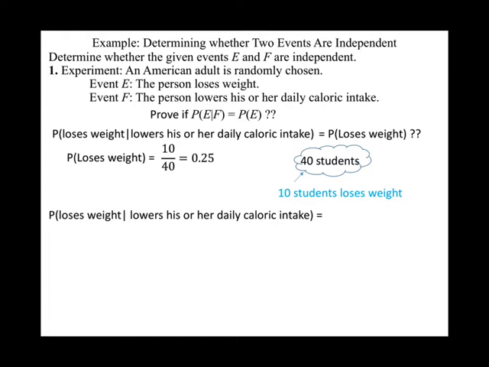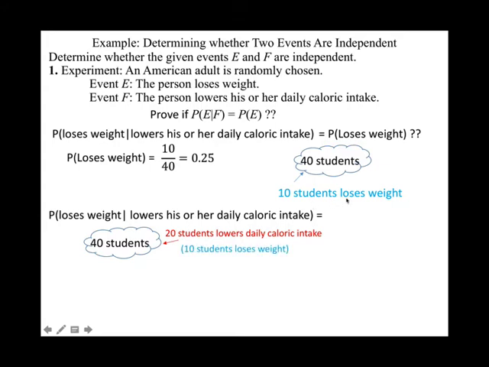Now we want to find the probability of losing weight given that the person lowers his or her daily caloric intake. So for example, we have 40 students again. Okay, this is the same example. The total number is going to be 40 students. And we may have 20 students who lower their calorie intake here. And we have the same number of students who lose weight. Okay, still 10 students lose weight. So this is a conditional probability. We will have 10 over 20 here. That will be 0.5.